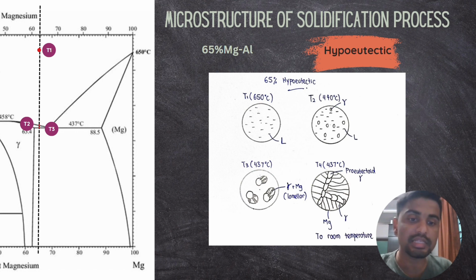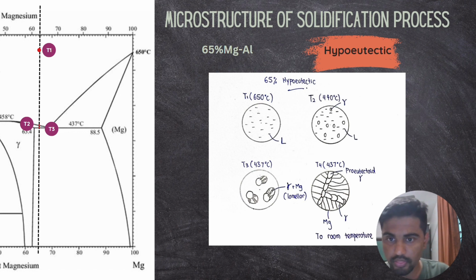So this is the combination of mixture where gamma and liquid are both in one phase. Then the process continues to the next phase, at temperature T3, which we can see on the phase diagram lies exactly on the 437 degrees line, where there is formation of the lamellar structure of magnesium. So at this phase, there is no longer liquid.